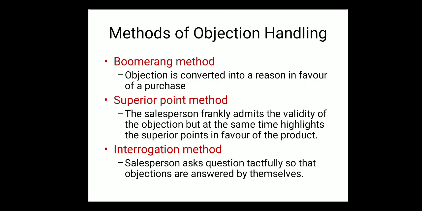For instance, when the prospect raises the objection that this cloth doesn't seem to be of high quality, the salesperson can reply, "You are right, sir. Had it been of high quality, the price would have been considerably higher. Here, low price compensates for the low quality." In this method, the prospect's objection is not really disposed of. Only his attention is drawn from the objection to a compensating advantage of the product.